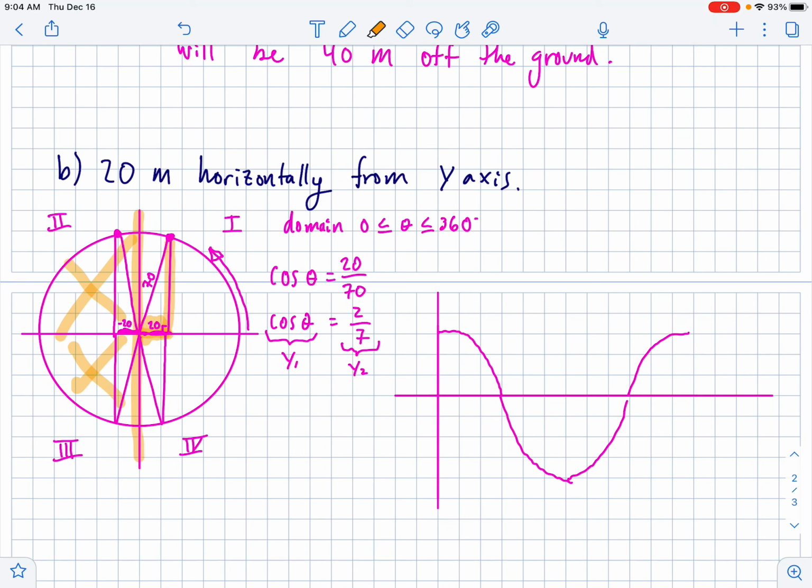Then the 2/7 that you graph should cut a line through the graph right about here. That means that the x value here is one of your answers and the x value here is one of your answers. When you do your intersect function, you should get that this one is 73.4 degrees, and this one is 287 degrees. 3 sig figs.